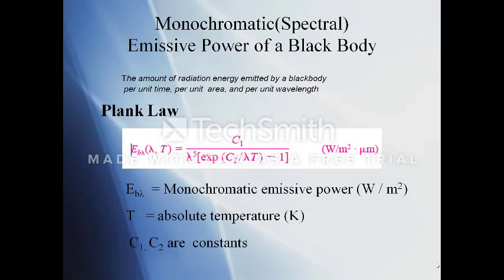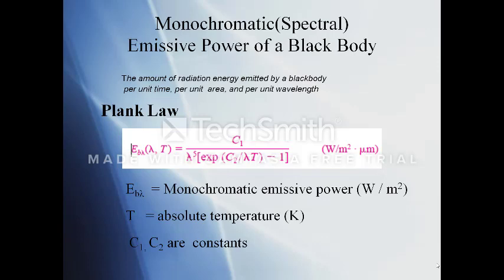Then we have an expression for monochromatic emissive power or spectral emissive power. So here is the expression for that. E_b lambda is equal to C1 divided by lambda power 5 and e power C2 by lambda T minus 1. We have already seen that the amount of radiation energy emitted by a black body per unit time, per unit area and per unit wavelength is called monochromatic emissive power. This law is called Planck's law.